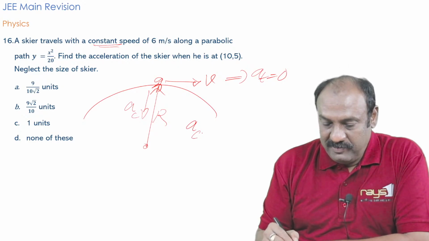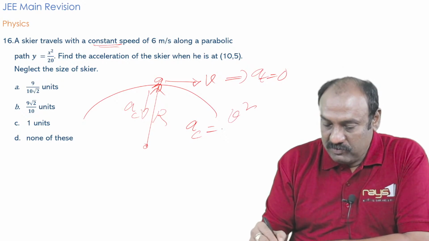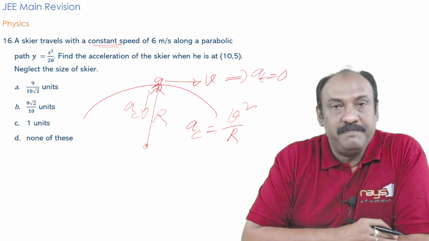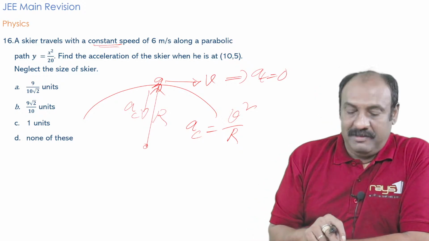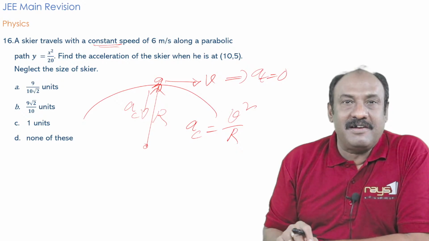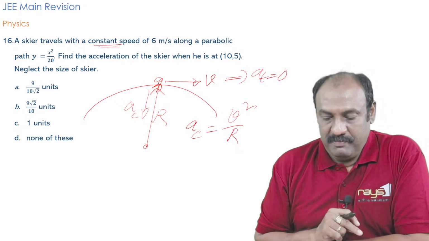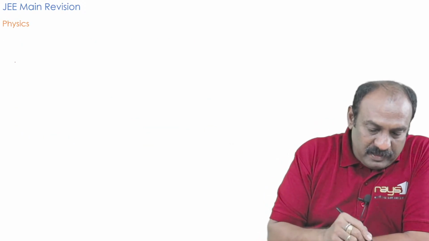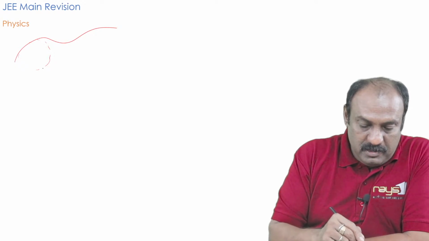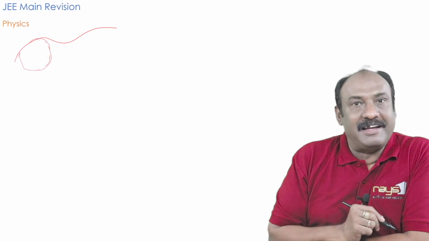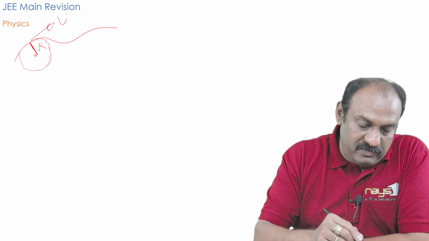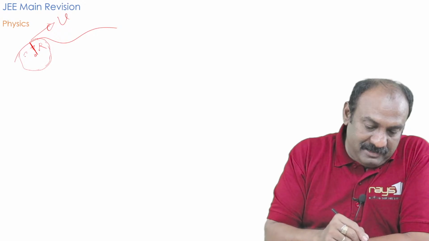All of you know the equation for centripetal acceleration of the skier along this path is v squared by r. So how do you calculate the radius of curvature of this parabolic path if its equation is given as y in the form of x? If the path of any curve is given, you have to consider this curved path as part of a circle, and this gives the radius of curvature. At this point velocity is v, and the centripetal acceleration is a_c.